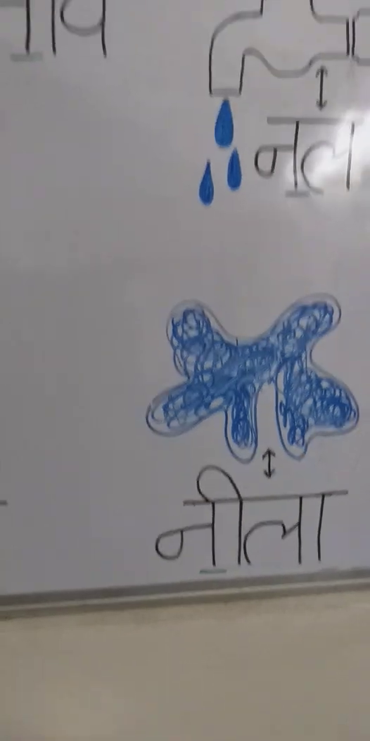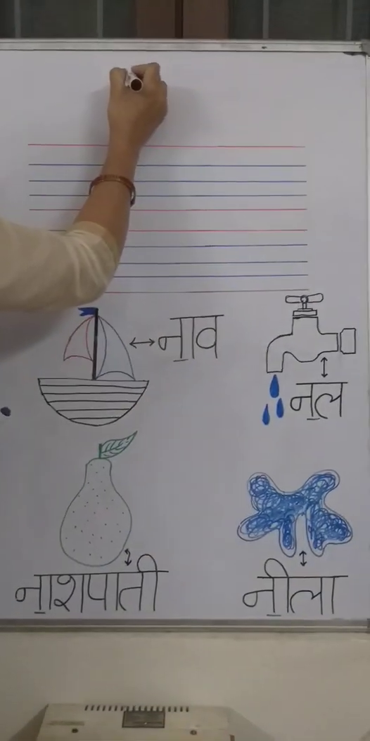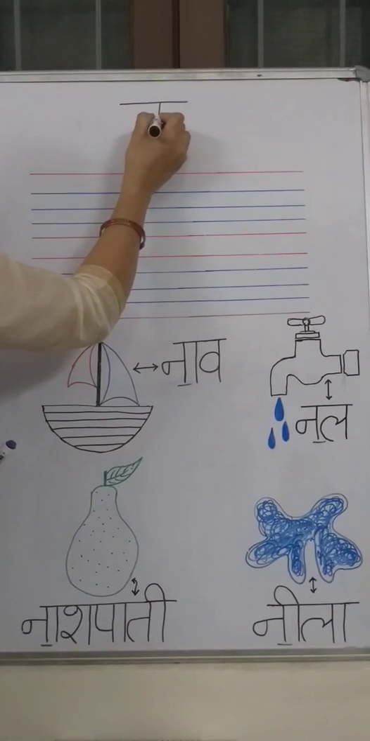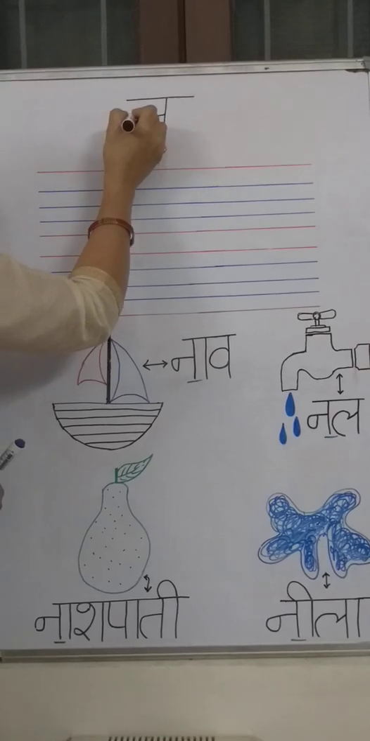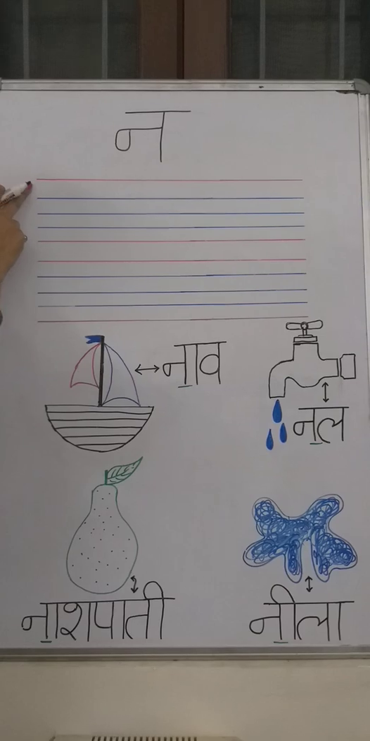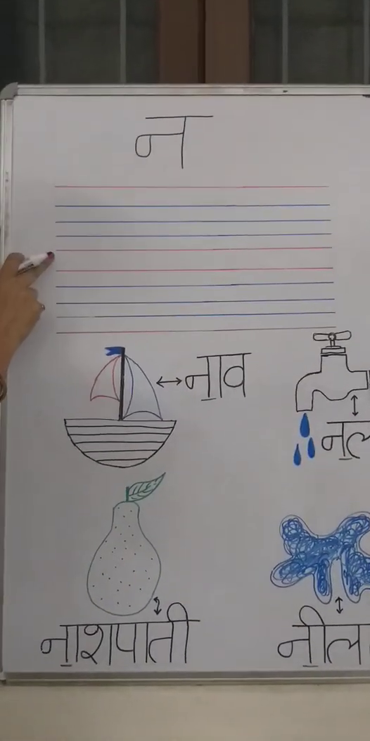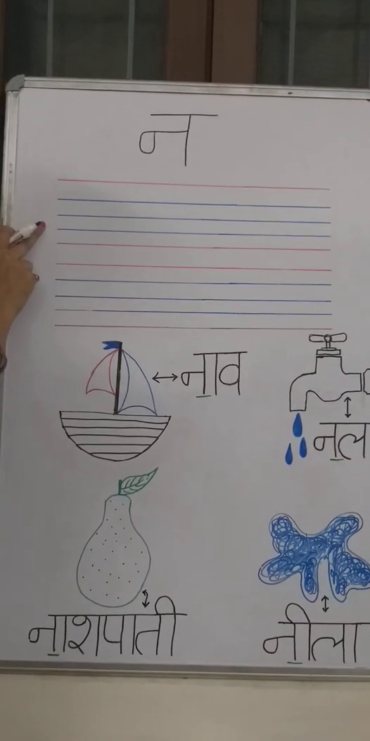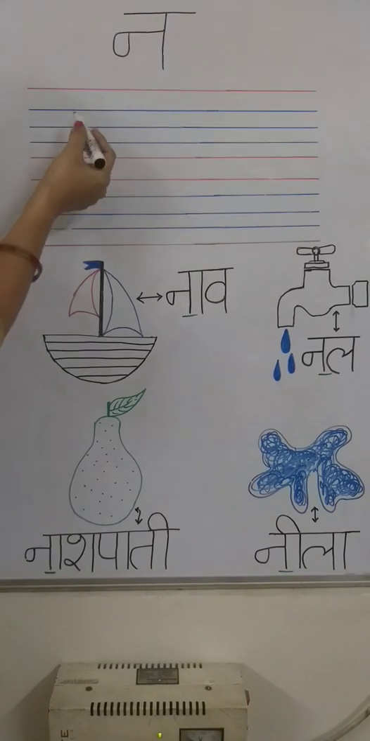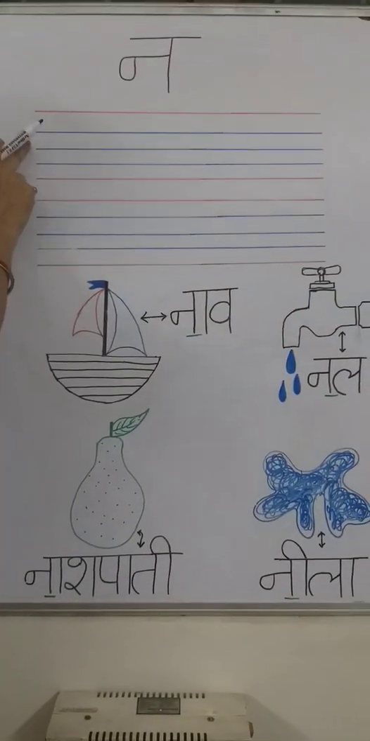So today we are going to learn about the correct formation of the Hindi Vyanjan na. As we know, there are 5 lines in our Hindi notebook, 2 red lines and 3 blue lines. So what is the correct formation of na? We are going to learn it on these 3 blue lines.